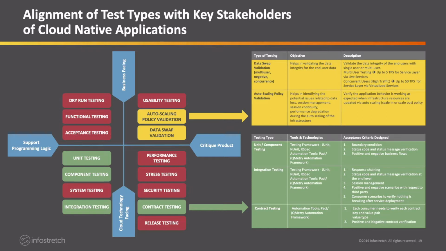So especially, the second part is about contract testing. We do see that there is a big adoption of the microservices architecture as part of cloud native applications. So contract testing is one of the key things, and our automation framework does support this contract testing, right?